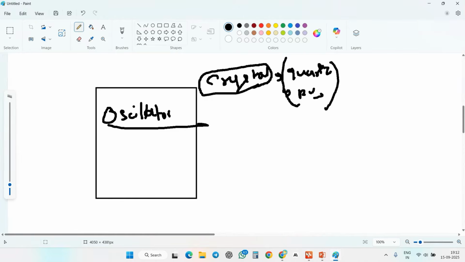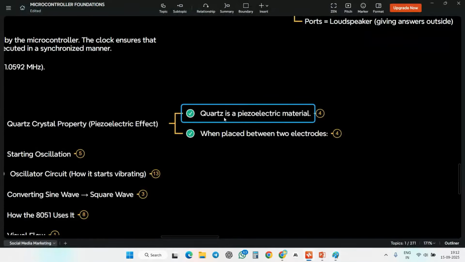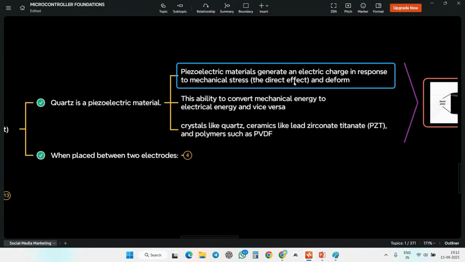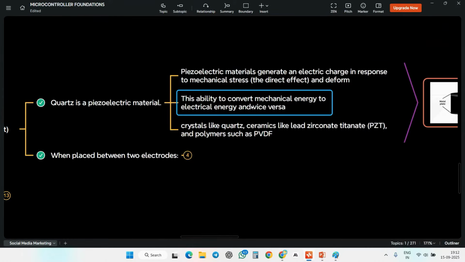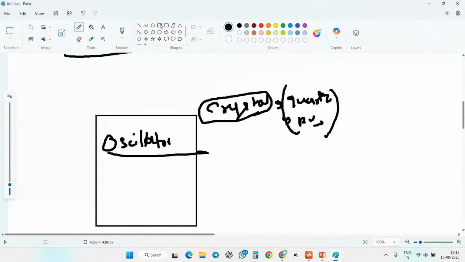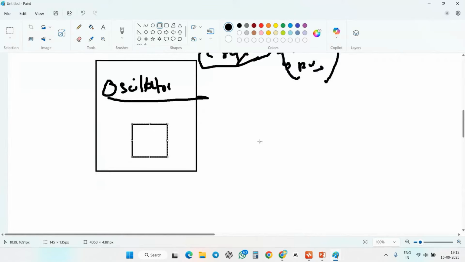So what is the crystal? This quartz crystal is a piezoelectric material. What is meant by piezoelectric material? Piezoelectric materials generate electric charges in response to mechanical stress. That means it helps to convert mechanical energy to electrical energy, and vice versa.